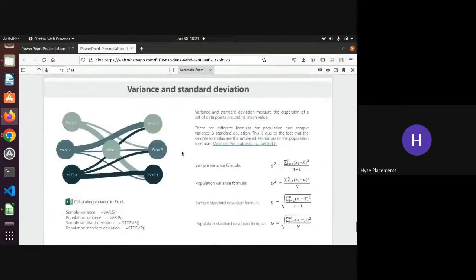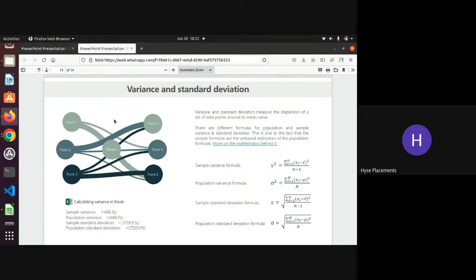Now, variance and standard deviation. We all know the formulas of standard deviation and variance, but how are they used in a practical way? Variance and standard deviation measure the dispersion of a set of data points around its mean value. So the spread of data points around the mean value is calculated by using variance and standard deviation. Remember, how vastly the spread is there in the data points.